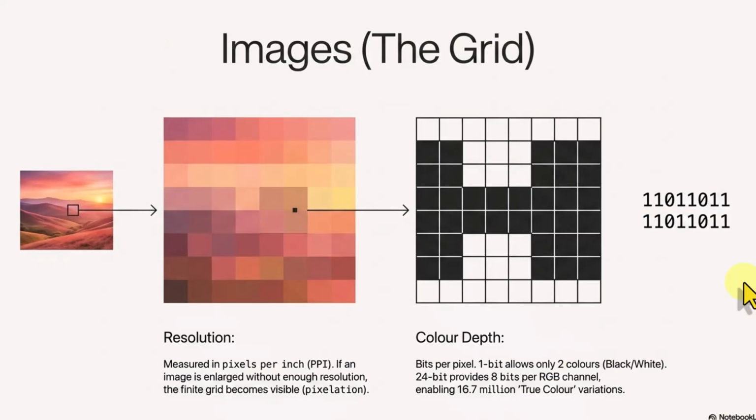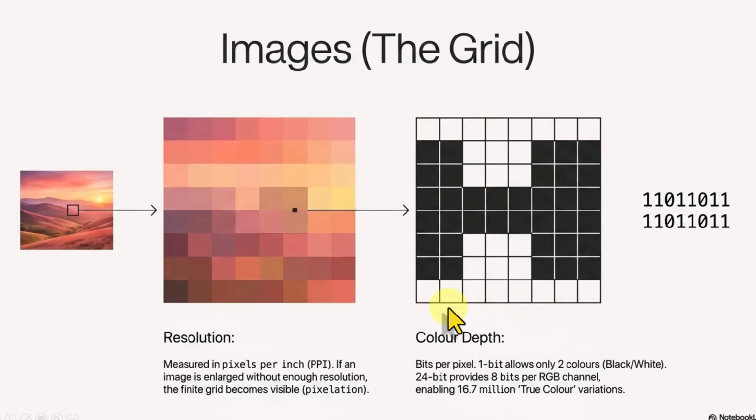Then the next limitation that we are going to talk about is images. Okay, so we know what resolution is. Resolution is measured in pixels per inch. If an image is enlarged without enough resolution, the finite grid becomes visible and we will have pixelation, as here. And what is color depth? Bits per pixel. Each pixel is stored in how many bits?